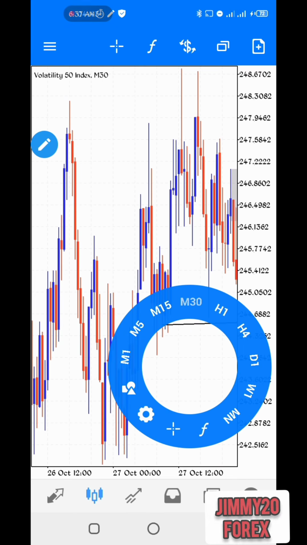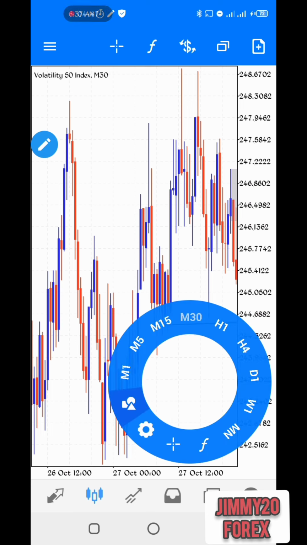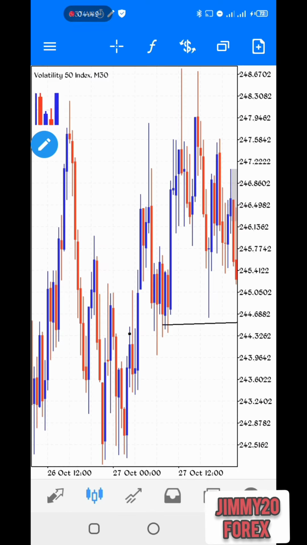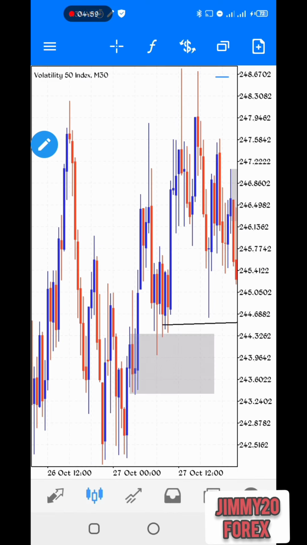Let me find another. You can see also this one is a demand area, the rally, base, rally. This one is a demand area. When you draw this, you have to mark also the wicks. Let me show you.